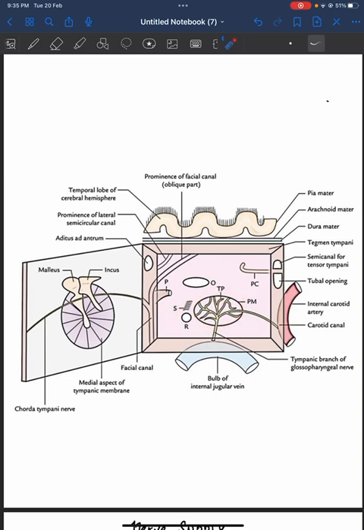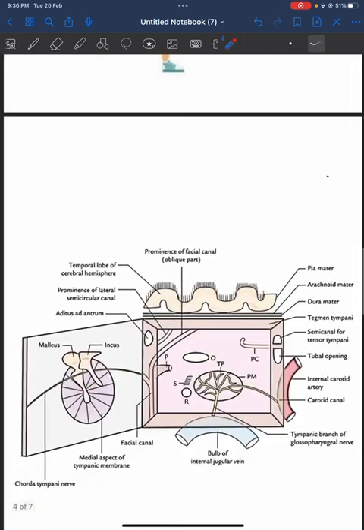In this promontory you can see some plexus kind of thing, right? This is the tympanic branch of the glossopharyngeal nerve coming out. The glossopharyngeal nerve is the 9th cranial nerve, so from the 9th cranial nerve you get the tympanic branch. Okay, got it?